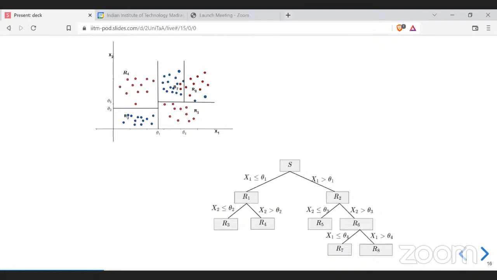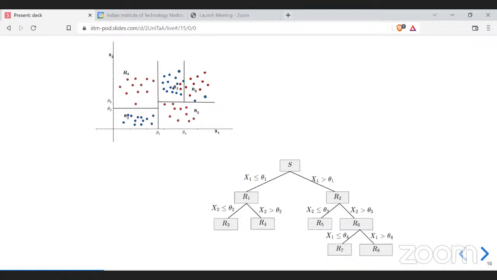Let's say any new data point comes in. We will check from the start whether x1 is less than theta 1 or greater than theta 1. If it is less than theta 1, it goes left in the tree, which means it is in the region R1. Now we check whether x2 is less than theta 2 or greater than theta 2. If it is less than theta 2, then we call that point region R3. And how do we make the prediction in R3?